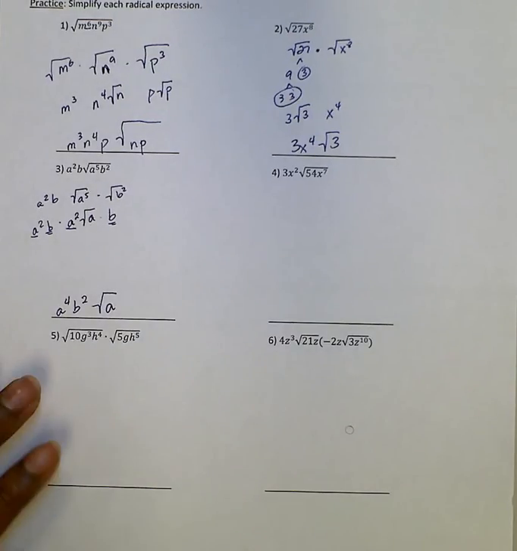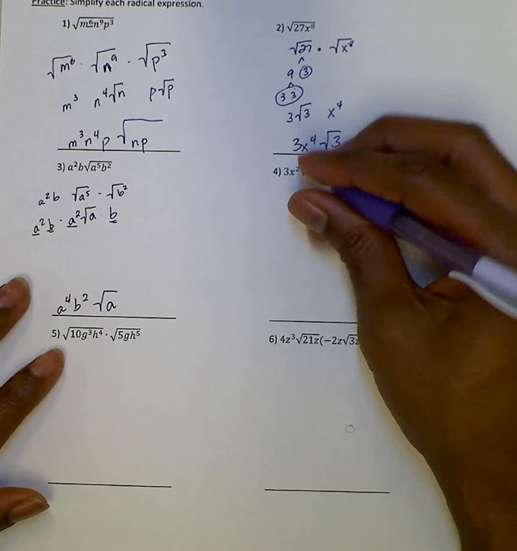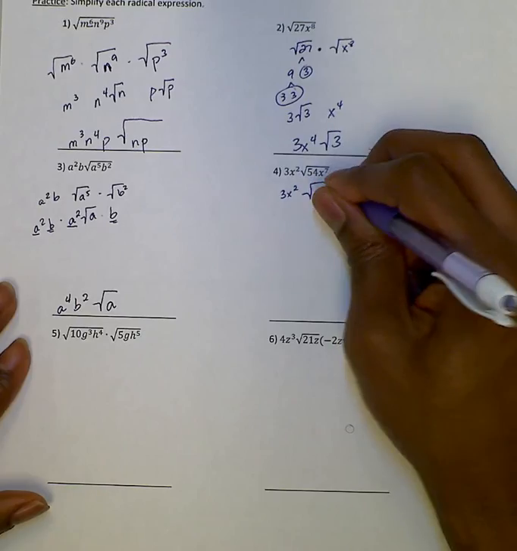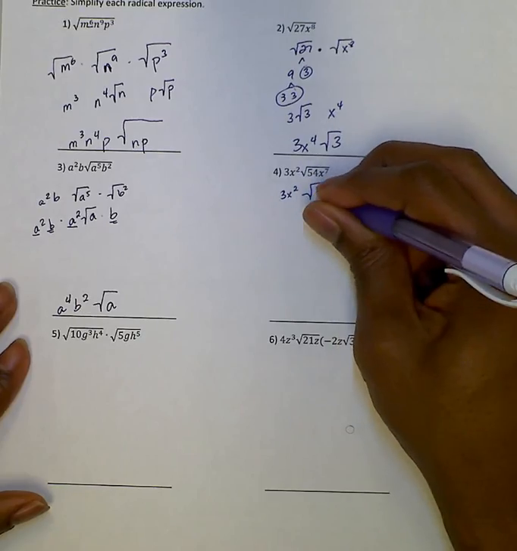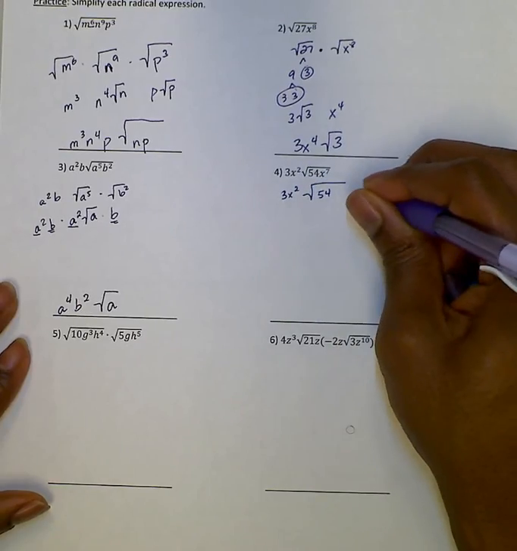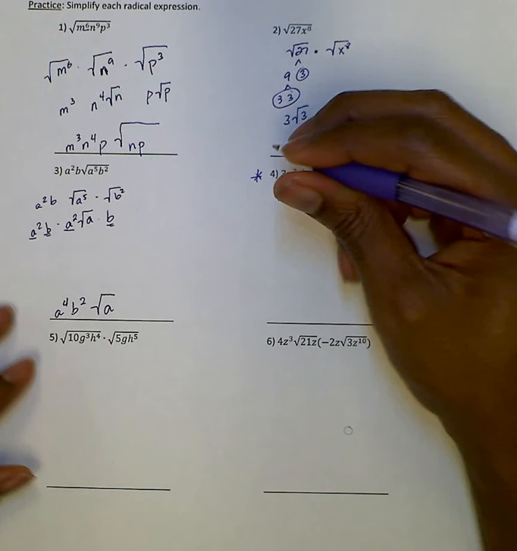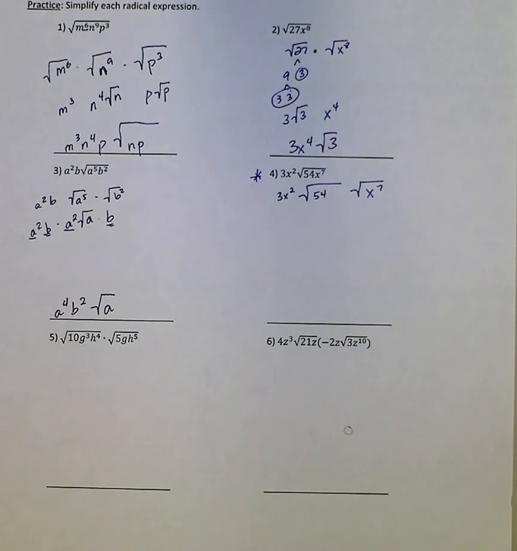Alright, number 4. 3x squared on the outside. We've got that left inside, so we have 54. Radical x to the 7th. Do this one for me. Okay, bring that one to class finished.